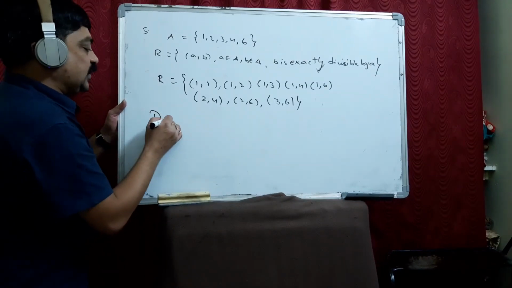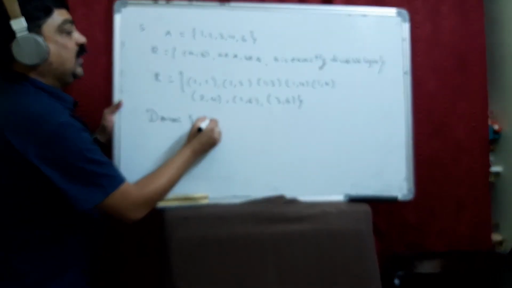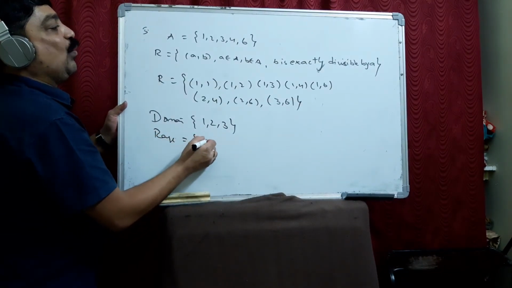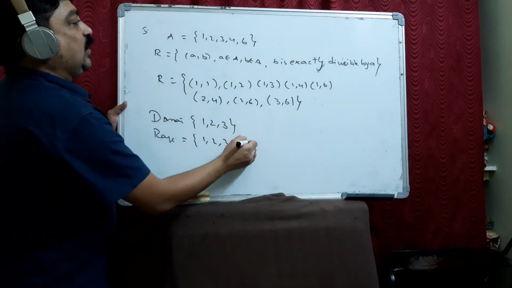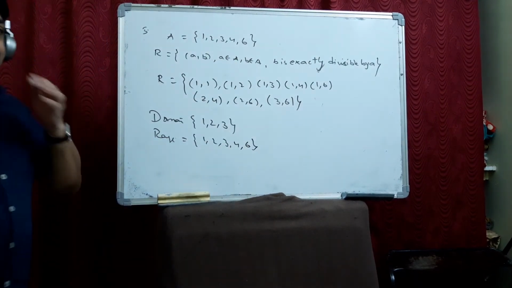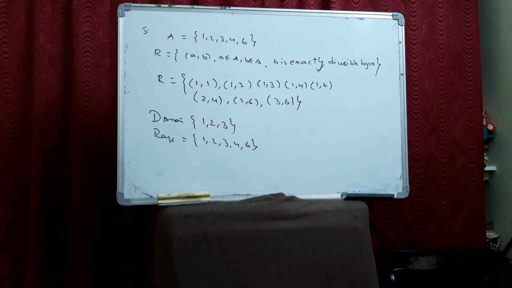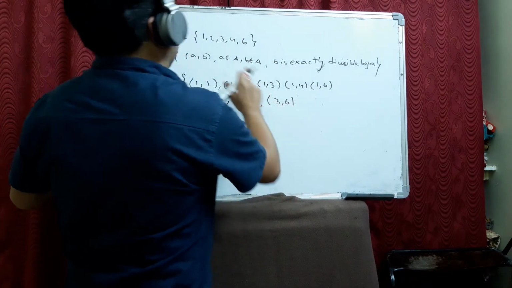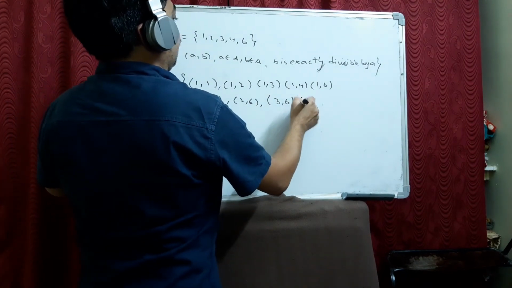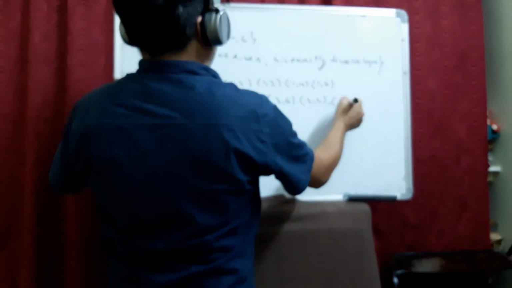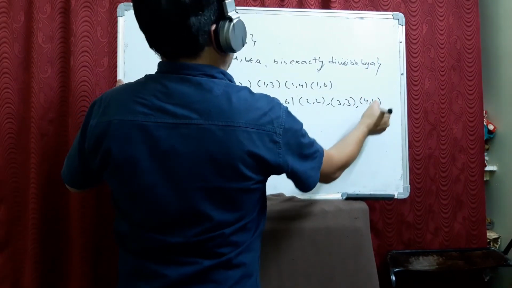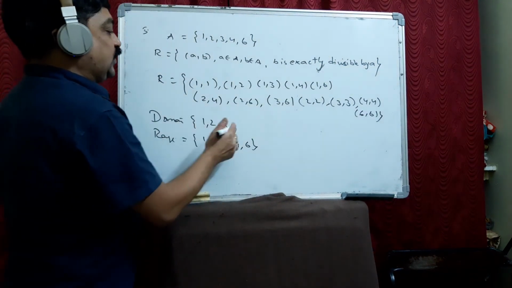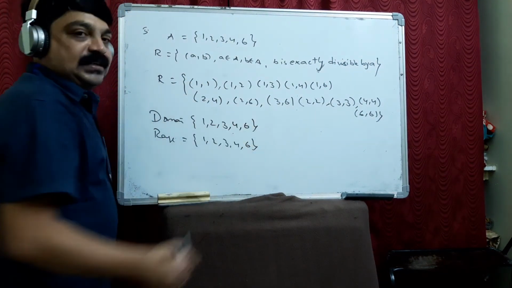Now, what is the domain? 1, 2, 3 only. What is the range? 1, 2, 3, 4, 6. Okay? I think we have missed something here. When a is divisible by a, you can write (2, 2) also, (3, 3) also, (4, 4) also, (6, 6) also. And your domain also changes: 1, 2, 3, 4, 6 also.